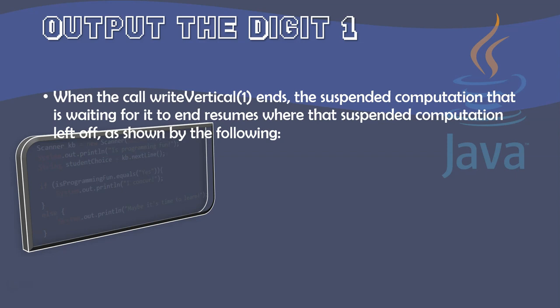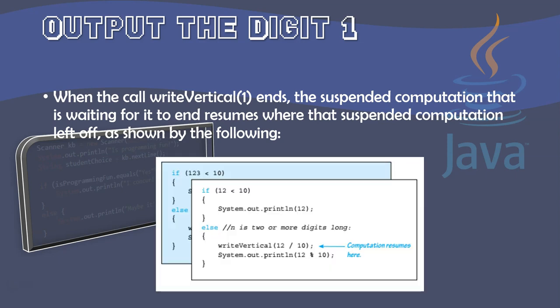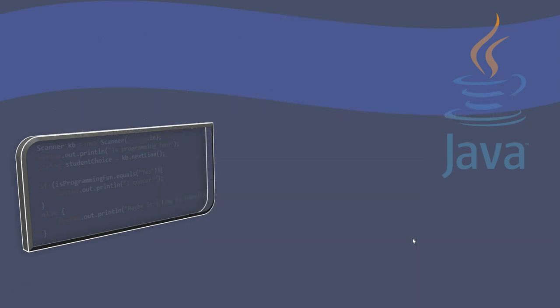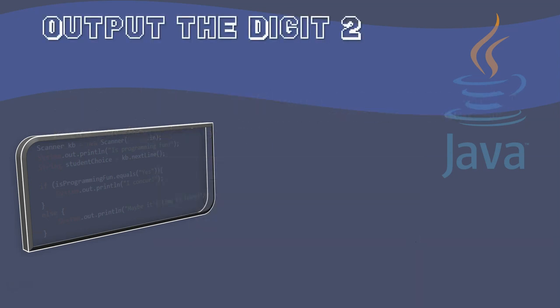Furthermore, when the call writeVertical(1) ends, the suspended computation that was waiting for it to end resumes where the suspended computation left off, as shown by the following. So, of course, we had 1 be printed out, but now, because we know what writeVertical(1) can do, we can resume here with this System.out.println. So we're going to output the digit 2 now.